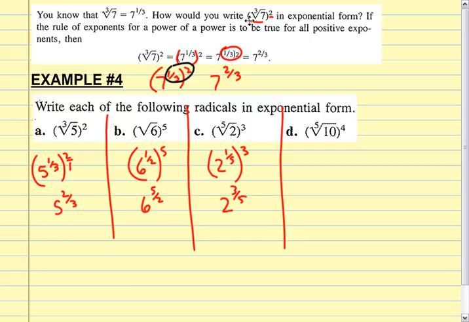And then our last one here, D, this is going to be 10 to the 1/5 to the 4th. I messed up my writing here. So I multiply the exponents and I get 10 to the 4/5. Just some practice there, writing radicals that are being raised to a power, to write that as fractional exponents. All right, great job.